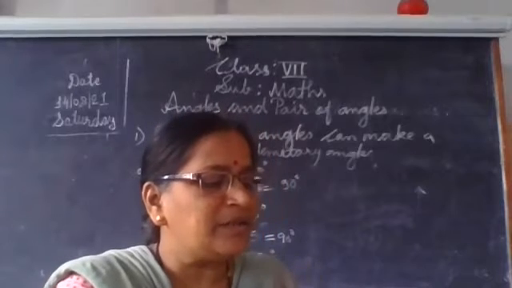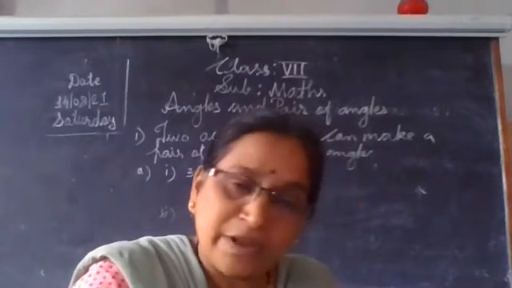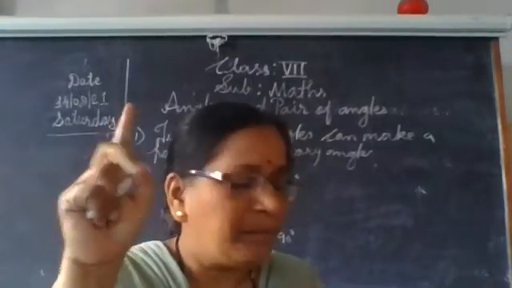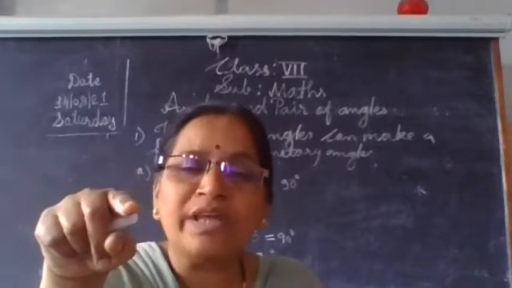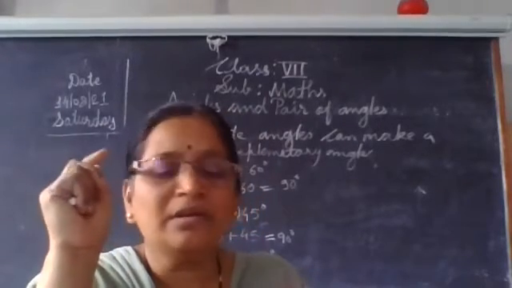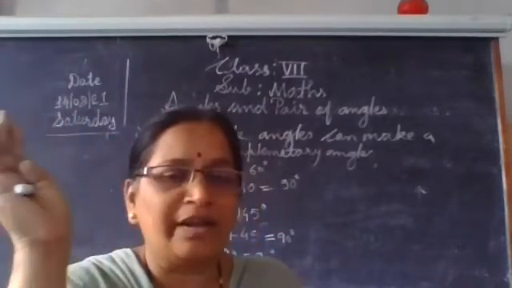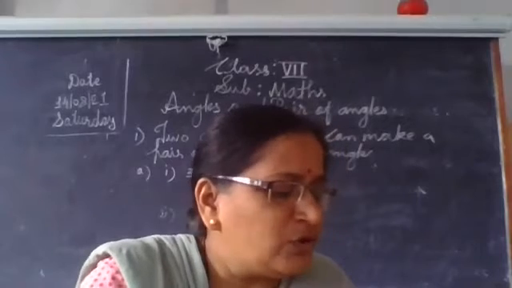Now let us see the third. One acute angle and one obtuse angle can make a pair of complementary angles. See, one acute angle is fine, but the other is obtuse. Obtuse means its measure is more than 90 degrees. So it is not possible to make a complementary angle with one acute and another obtuse angle.